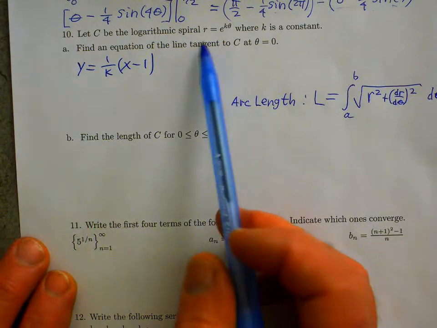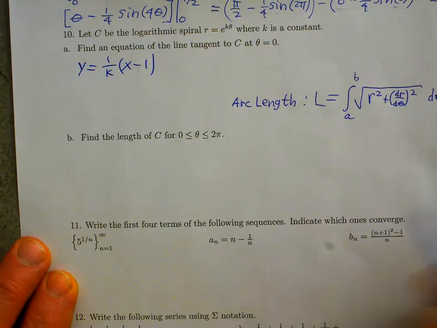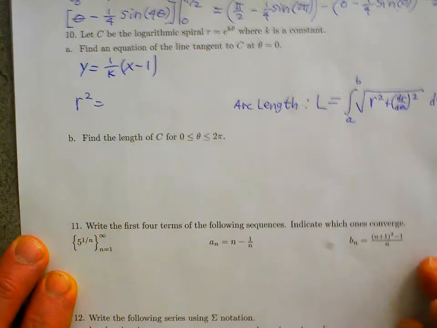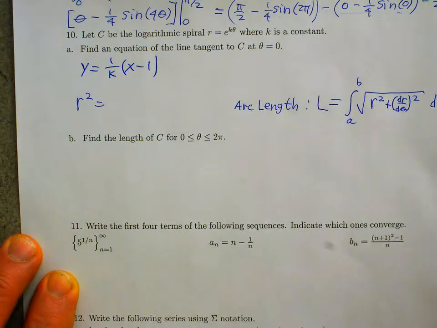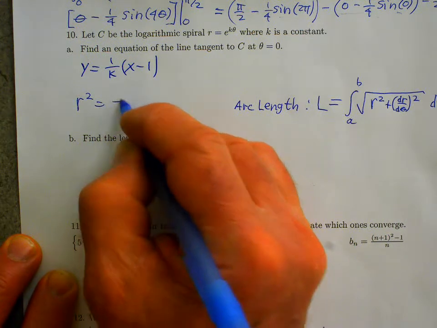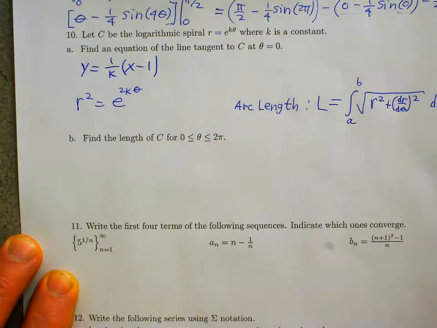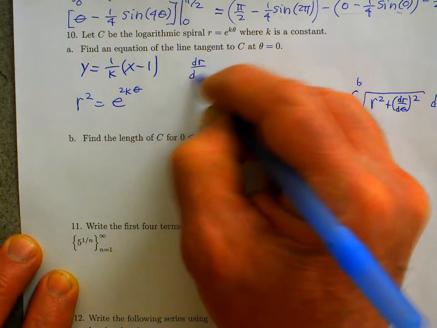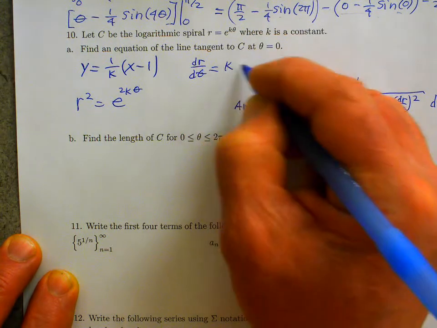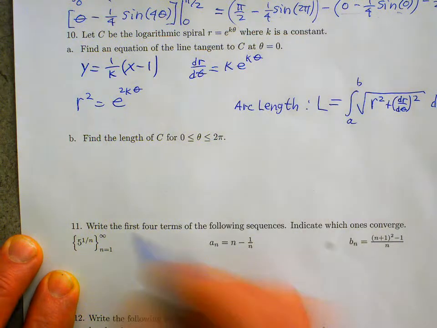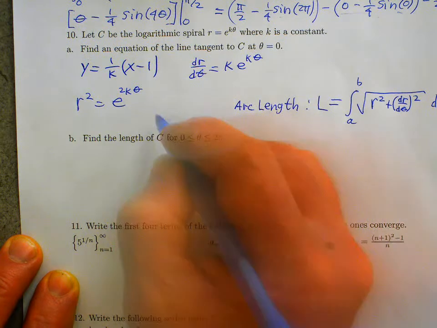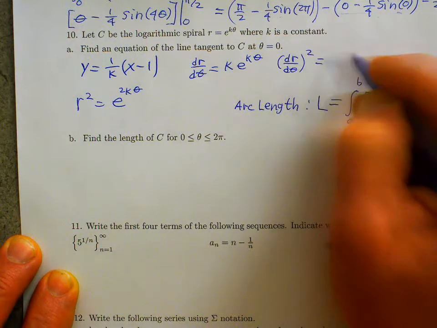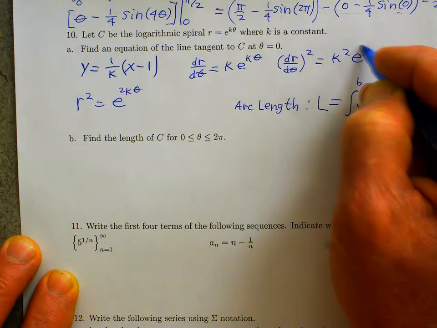Okay, so we have r, and we know what dr/dθ is. So up here, I'll just write what r squared is. Since r is e^(kθ), r squared can be written as e^(2kθ). And dr/dθ is just k times e^(kθ). So when we square that, we get k squared times e^(2kθ).